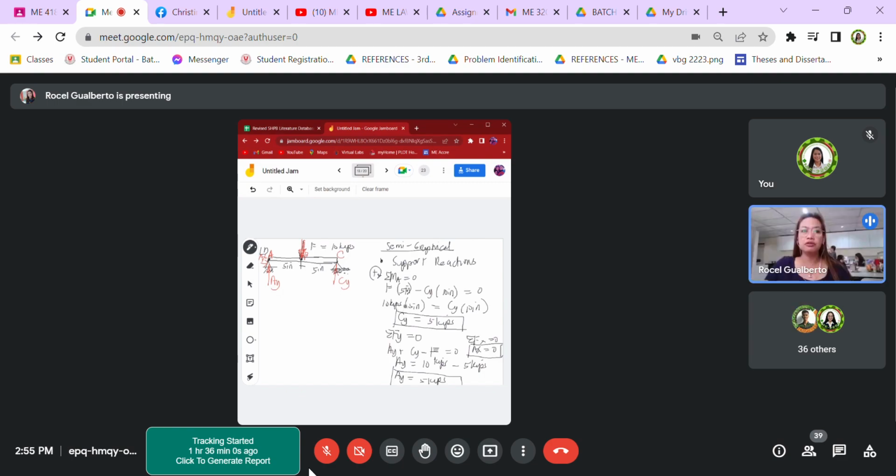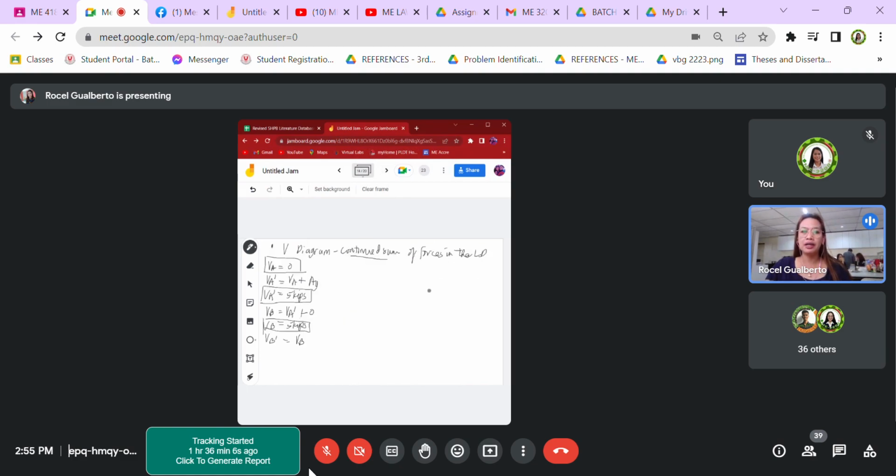Okay, correct. So, yung force po na 10 kips, pababa po yun, okay? So, therefore, ano pong ilalagay natin? Minus 10 kips, okay? So, this would be 5 minus 10. So, you arrive at negative 5 kips, okay? For V of B prime. Okay? O, anong sunod? V of C. That would be V of B prime.